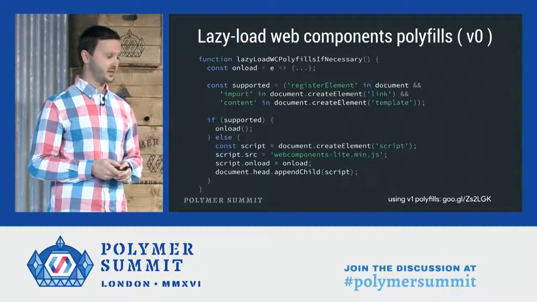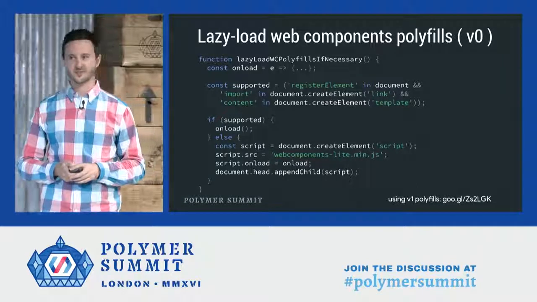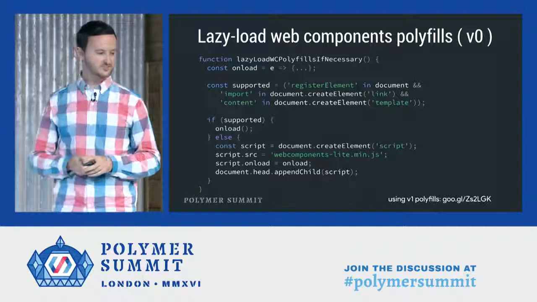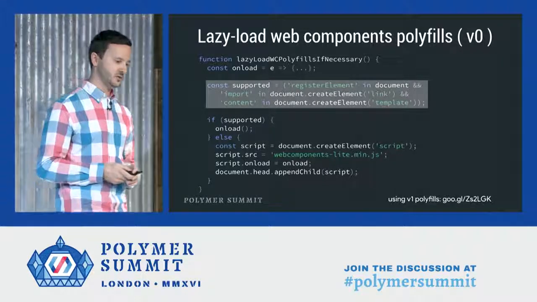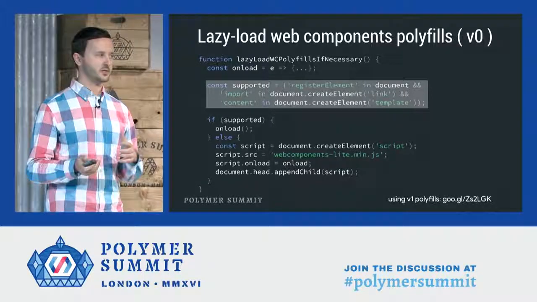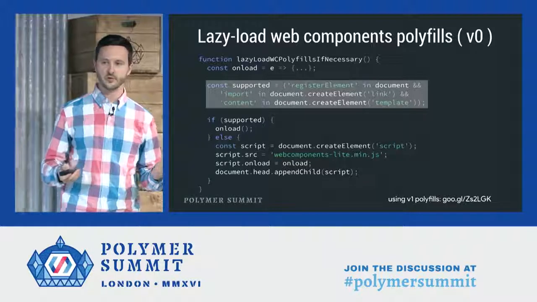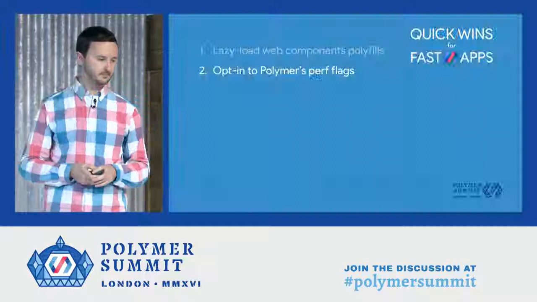So in Chromestatus, I wrote a method called lazy load web component polyfills if necessary. That's literally the method call. It's very descriptive, so you know exactly what it does. And we feature detect the v0 web component APIs using this little script here. And then, of course, we just dynamically load the script tag if the browser needs it. And so we can save network requests in browsers like Chrome or any browsers that have these APIs.